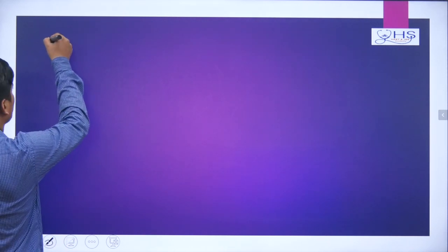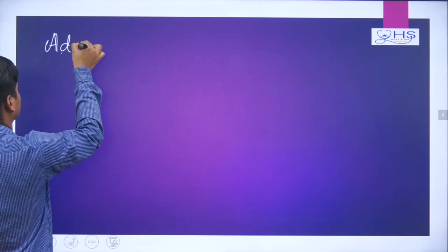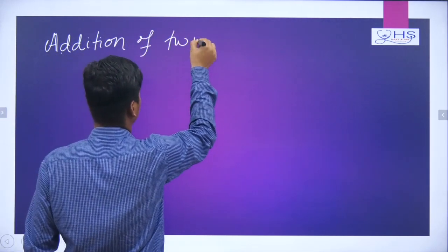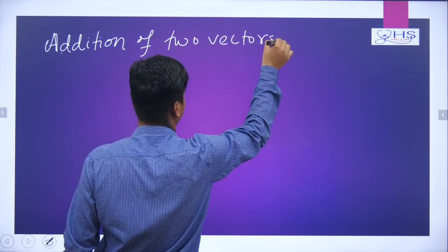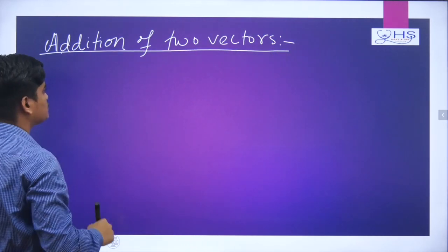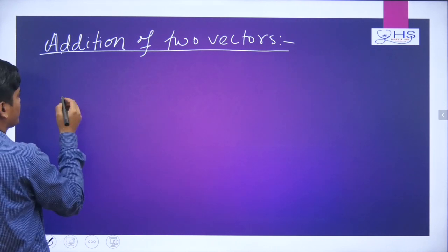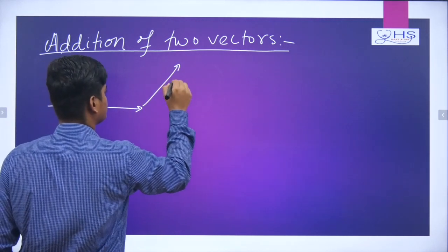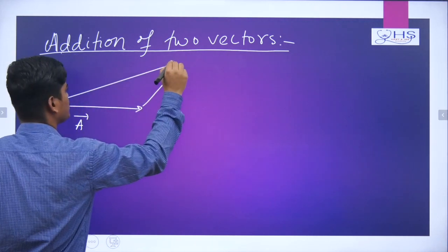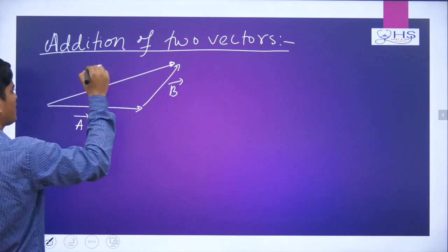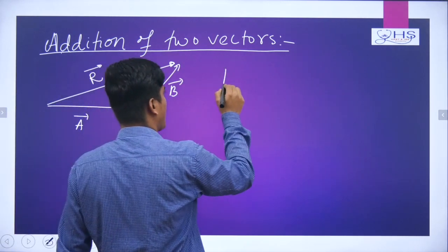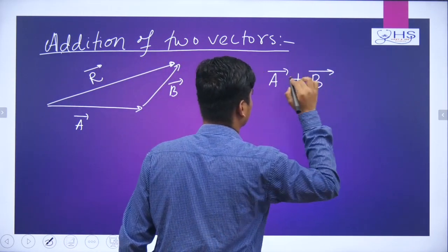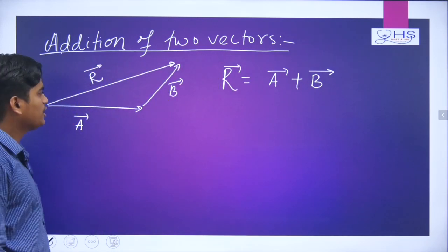Now come to the addition of two vectors. Here I am taking two vectors: this is your A vector, this is your B vector. From here to here, this is your resultant vector, called the R vector. So what is the R vector? R vector is nothing but A vector plus B vector. Now what do we need to find?